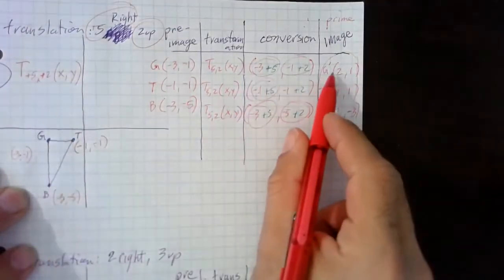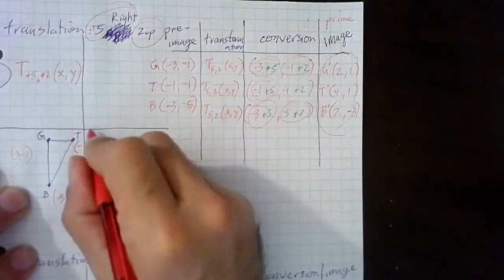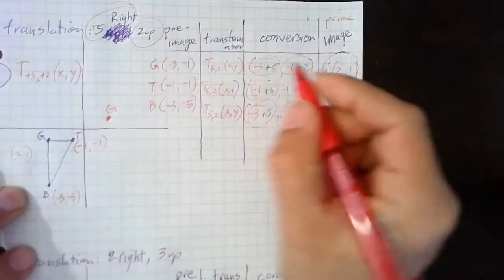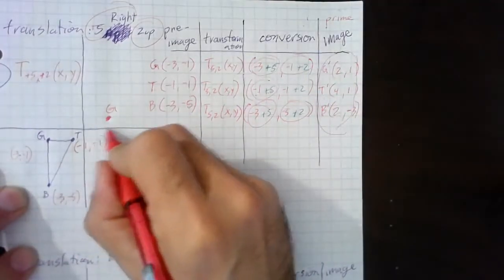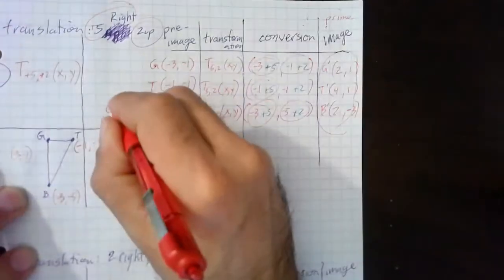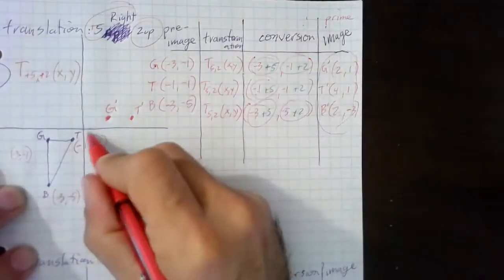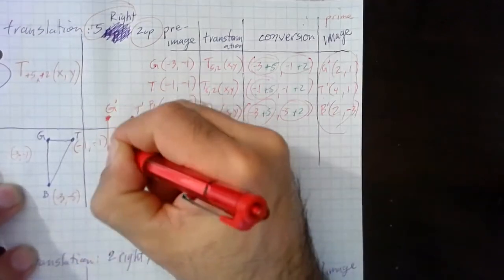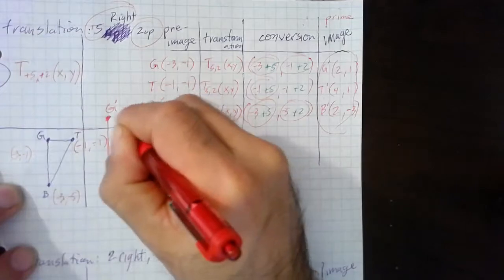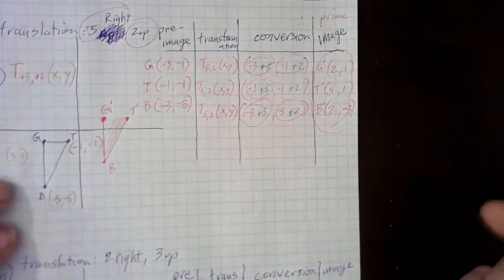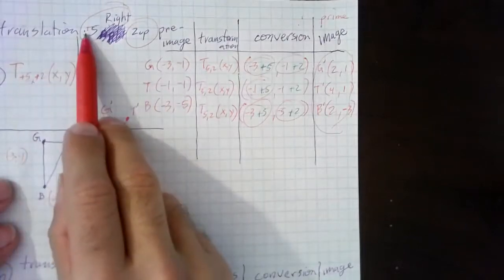So for G, I can just use my coordinates here. G prime is 2, 1. That's G prime. Okay, T prime is 4, 1. Okay, that's T prime. B prime is 2, -3. B prime. And I go ahead and connect that. This is our translated value.